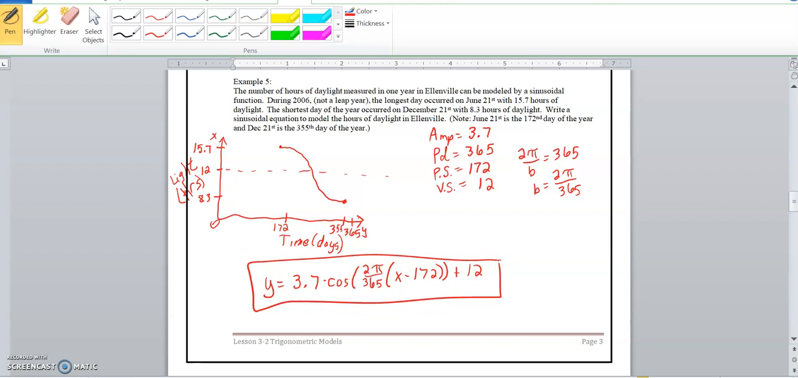And that is example 5. So we're on to practice problems. I think we have a CFA coming up here in a couple of days, but that should get you everything you need.